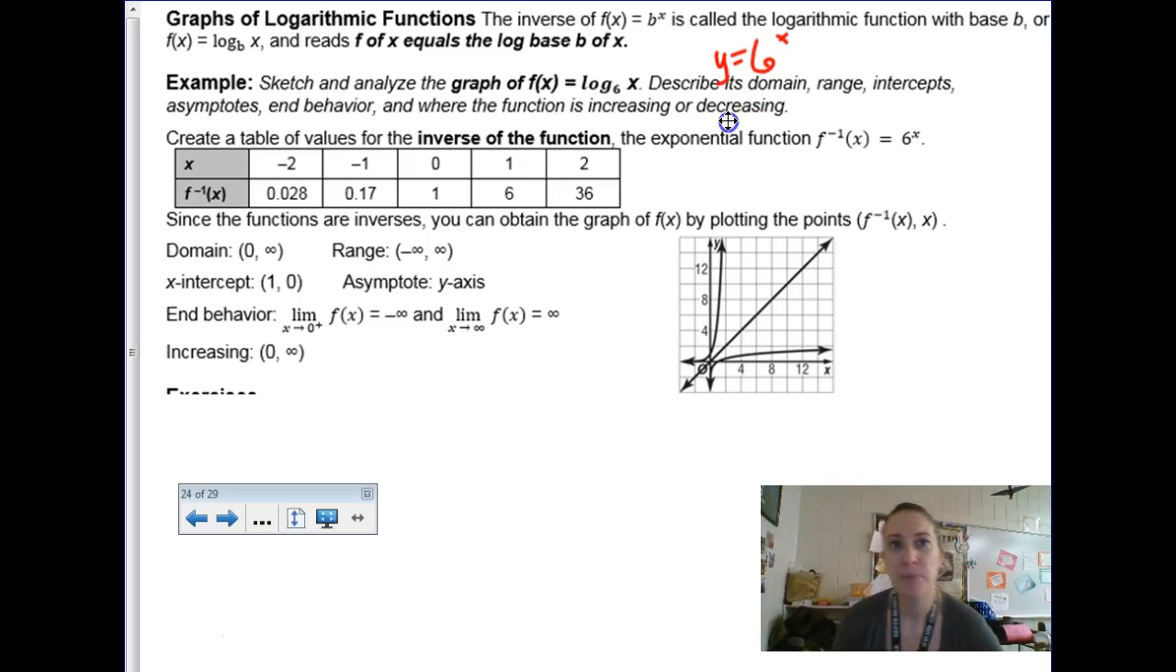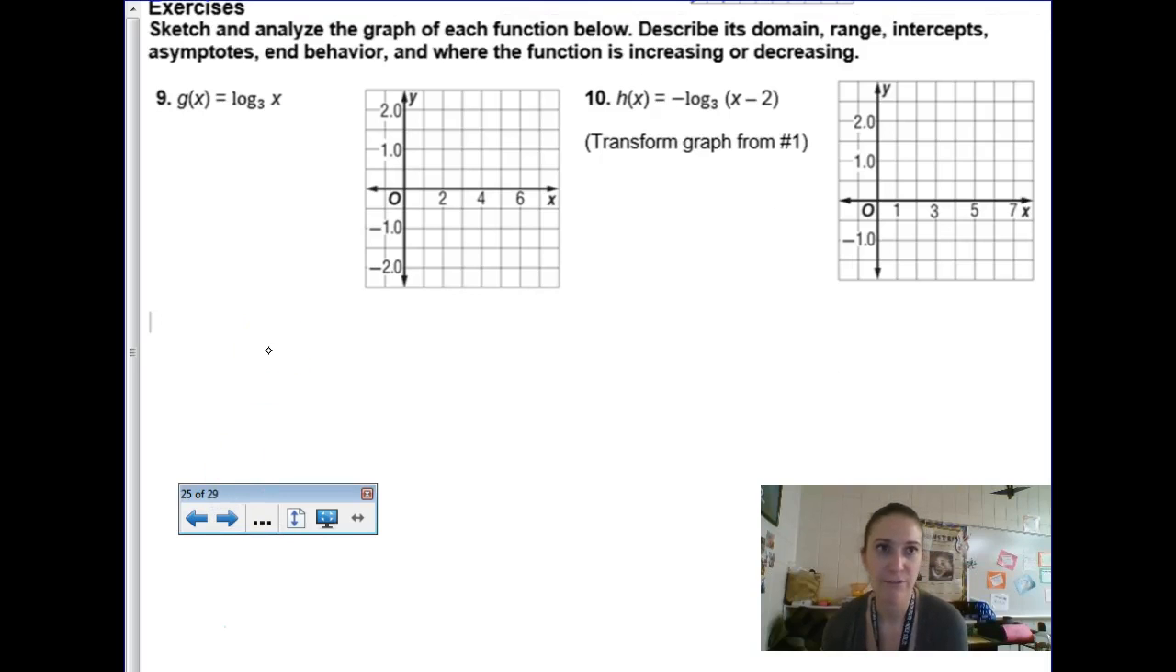Alright, so here what they did was they graphed an exponential of base 6, so they graphed this guy, and then they took the ordered pairs and they flipped them around, and that gave them the log of base 6. Your calculator doesn't have a log base 6 button. I mean, we can get fancy and use something called change of base, but it's actually easier if you just graph the exponential.